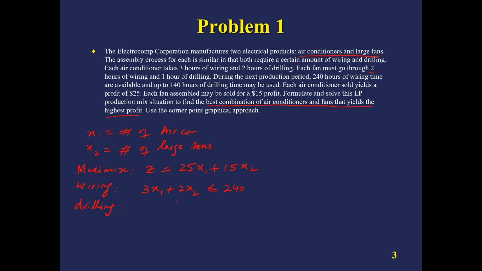All right, and then we have the drilling. Each air con must go through 2 hours of drilling, so we have 2x1 plus each fan must go through 1 hour of drilling, so it is x2, less than or equal to 140 hours of drilling available to us, and that's it. And x1 and x2 both should be greater than or equal to 0.